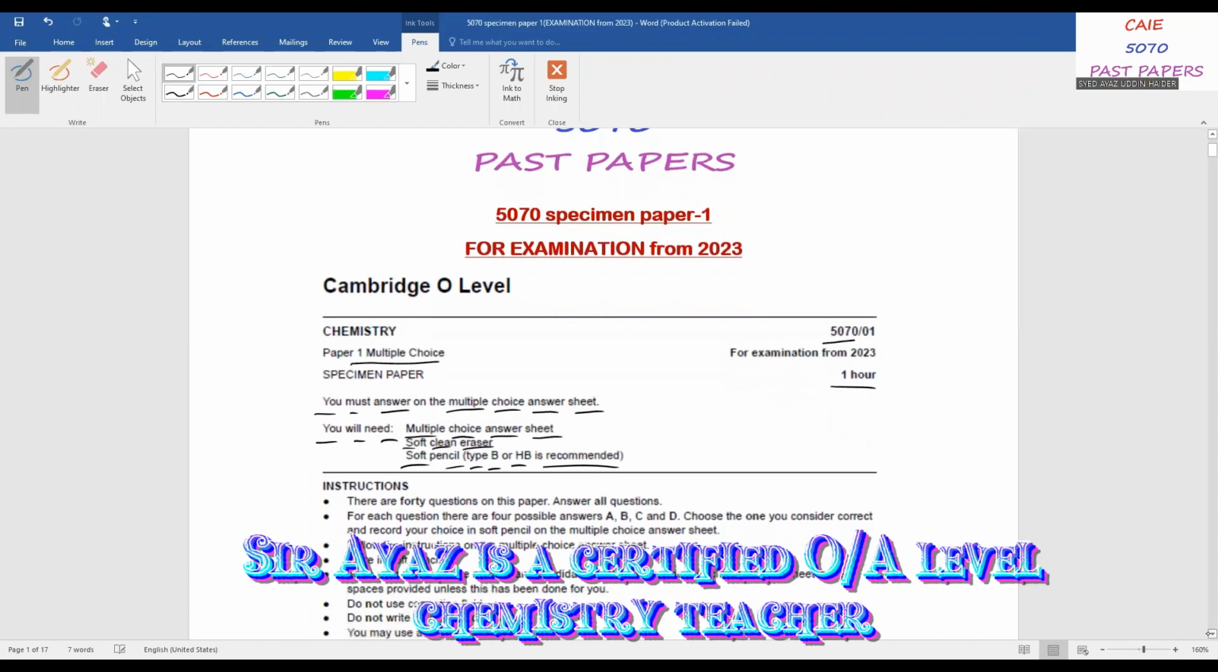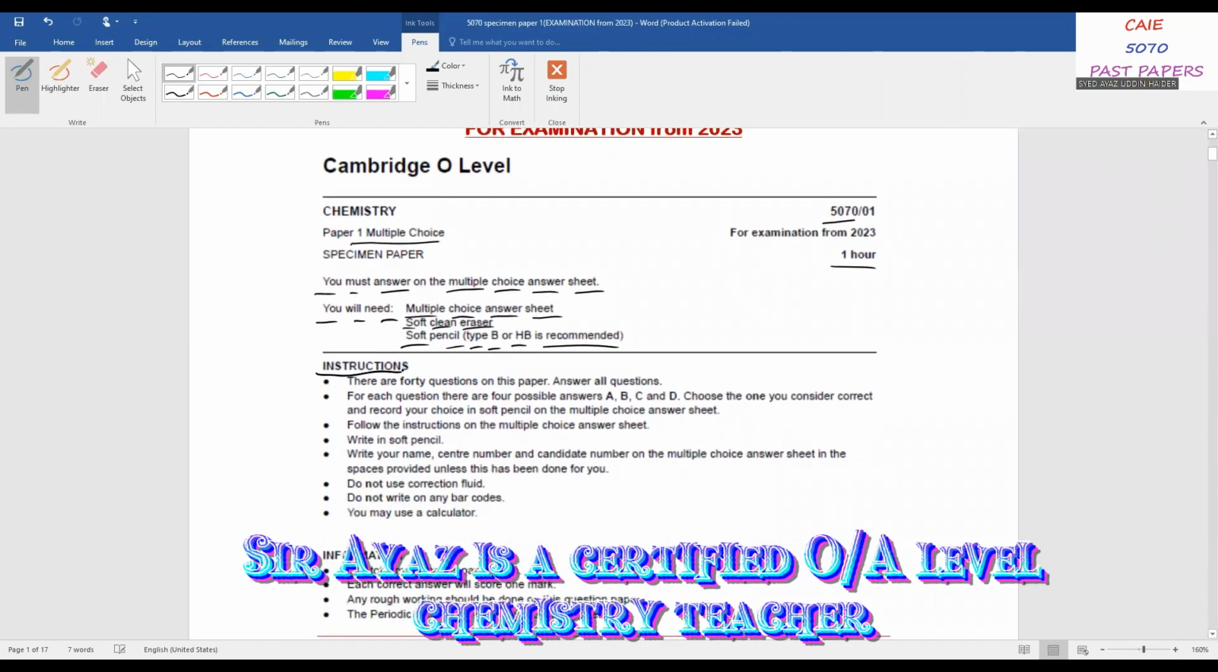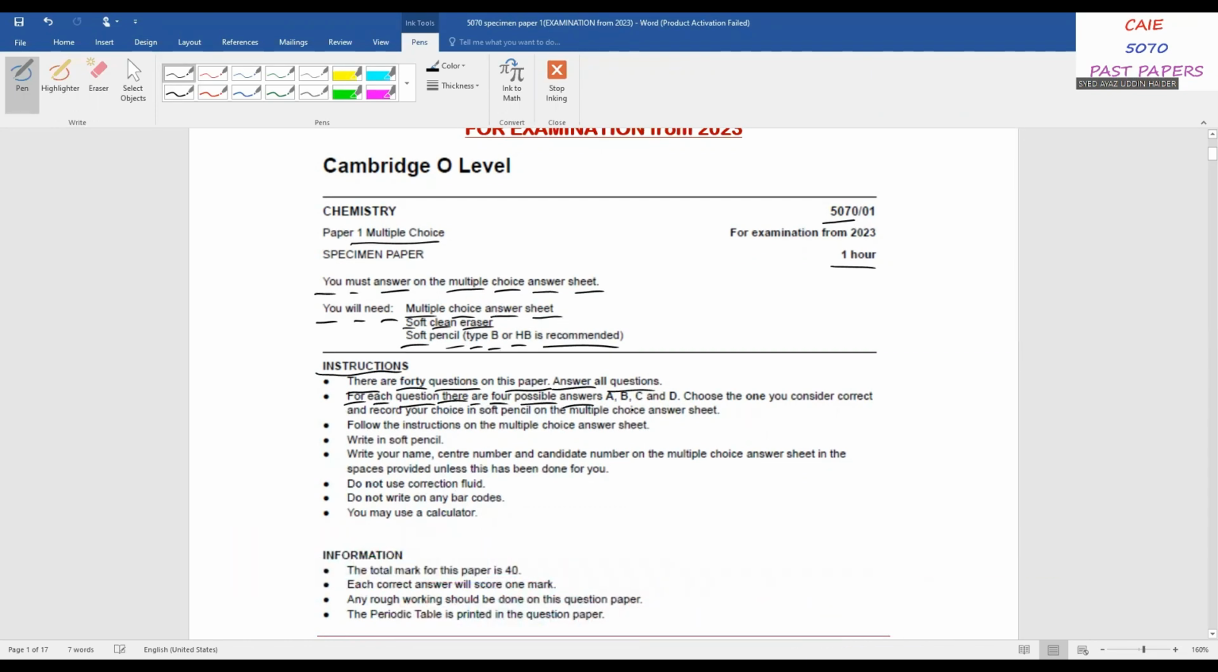Instructions. There are 40 questions on this paper. Answer all questions. For each question, there are 4 possible answers, A, B, C, and D. Choose the one you consider correct and record your choice in soft pencil on the multiple choice answer sheet. Follow the instructions on the multiple choice answer sheet.